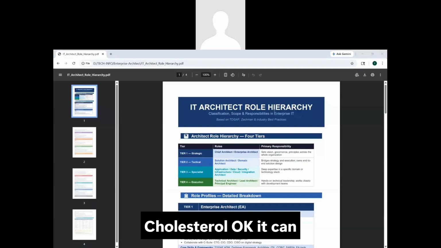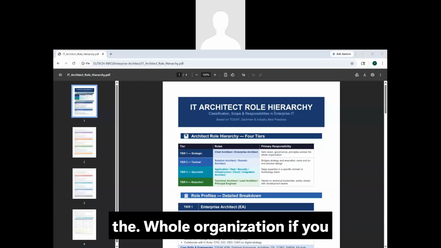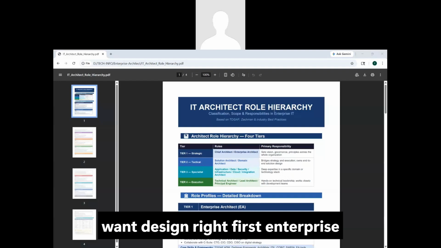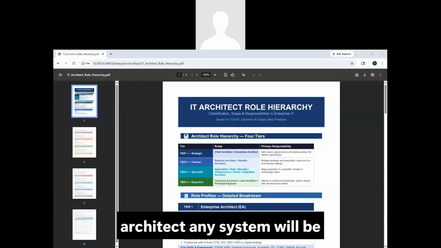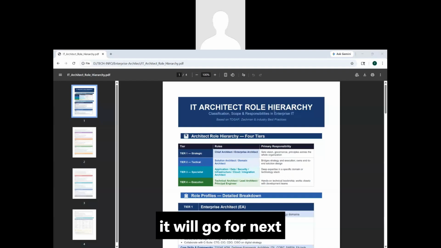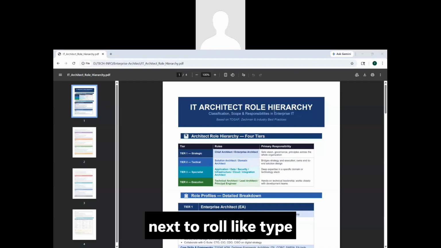The person playing this role takes care of the main, primary responsibility: setting vision and governance principles across the whole organization. If you define any system you want to design, first the enterprise architect designs the system, then it goes to the next layers of design.